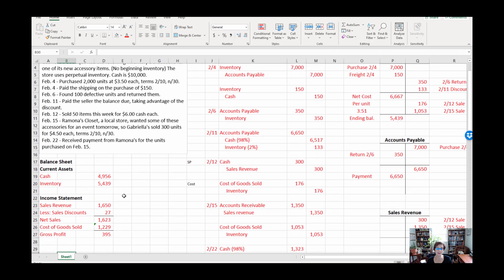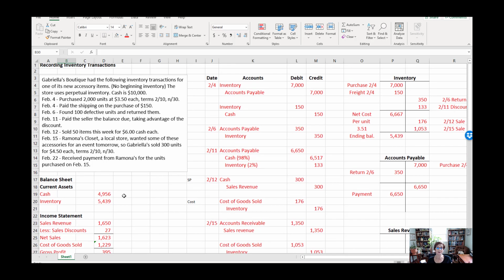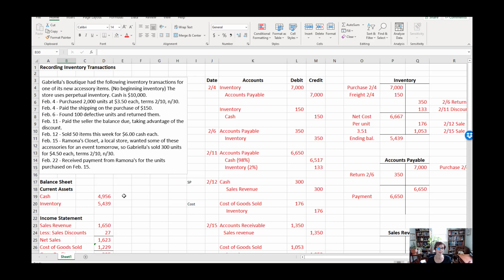Okay, so hopefully that will help you learn how to record some of these transactions with purchases and sales. They are tricky, especially when you get into the discounts, the 2/10 net 30, and also the other thing that's a little tricky is keeping the buying and selling straight in your head.